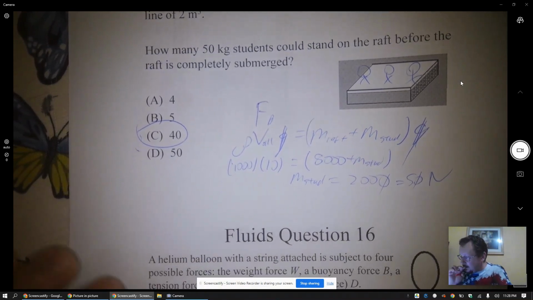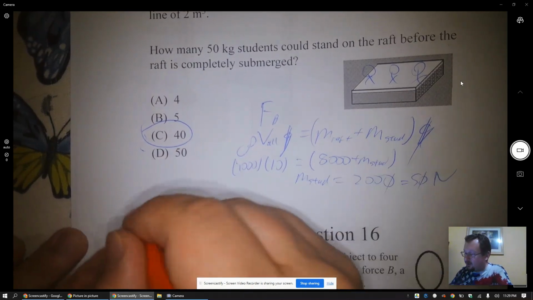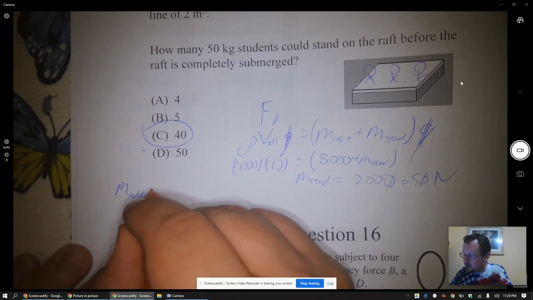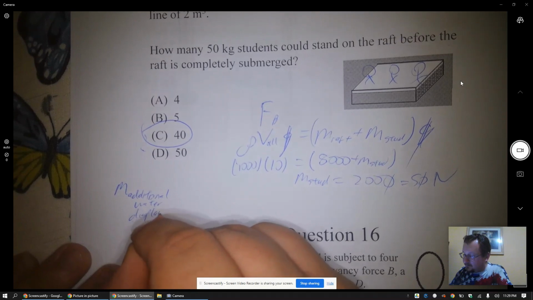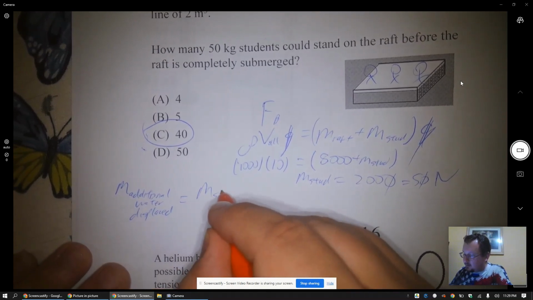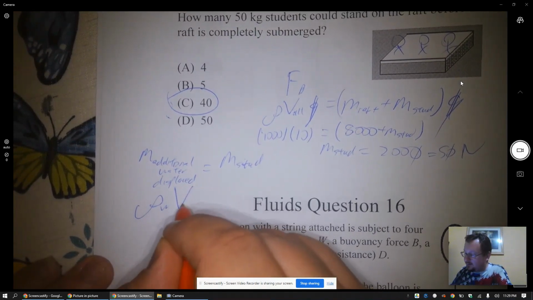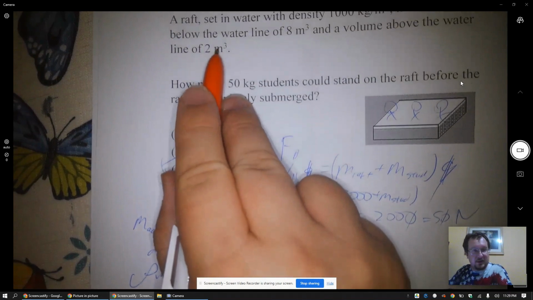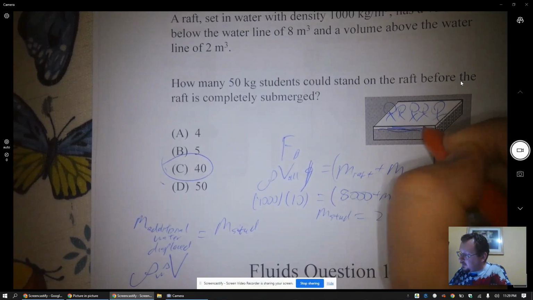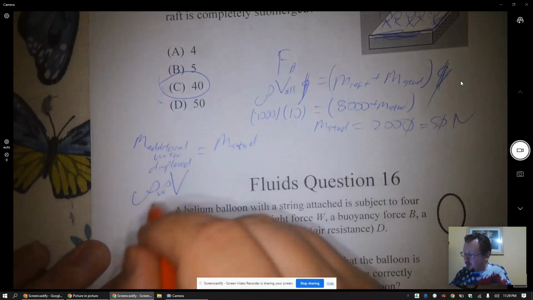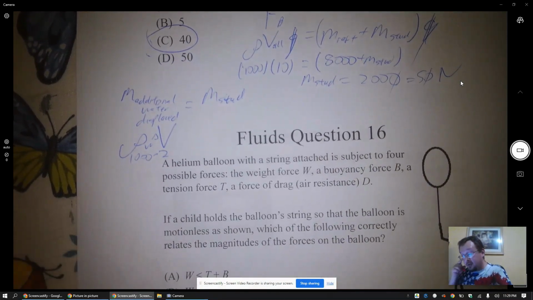All right. Another way you could have done this is you could have said that the mass of the additional water displaced is equal to the mass of the students. So what's the additional water displaced? It would be the density of water times the additional volume, which would be the additional 2 meters cubed. So when all these students stand on here, the final 2 meters cubed will actually go underwater. So you get 2 times the density of water, 1,000. That's where you get the mass of all the students together is 2,000.